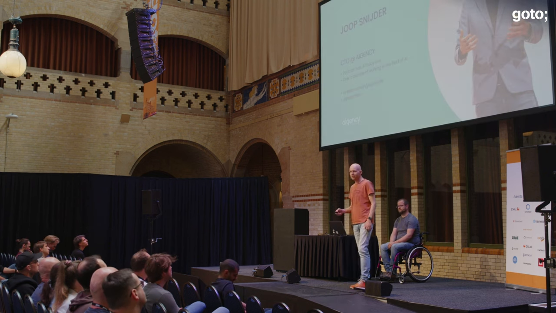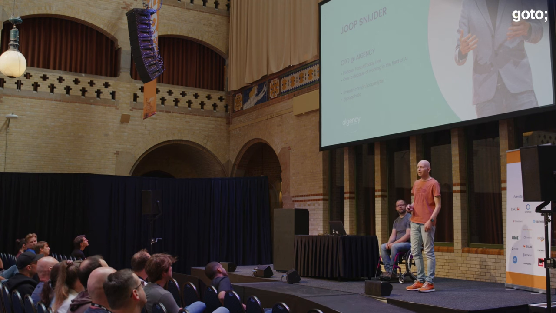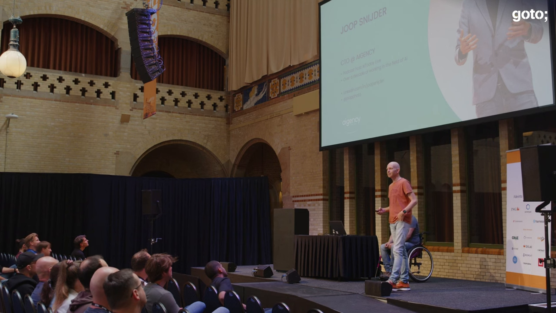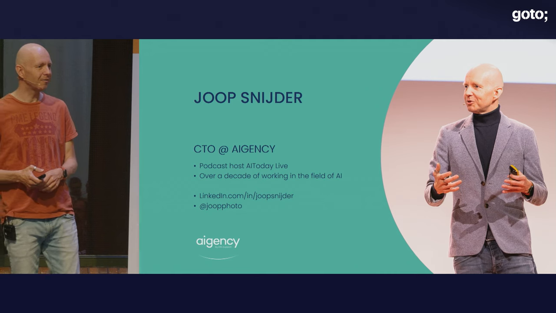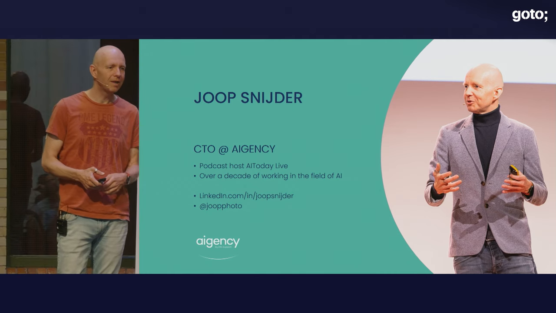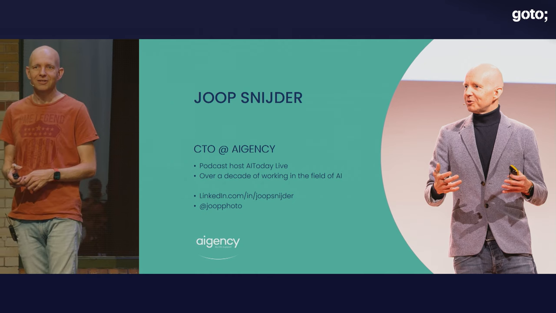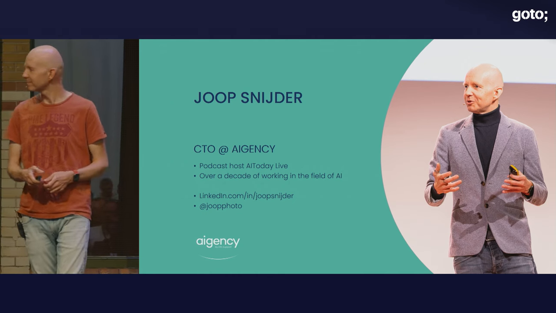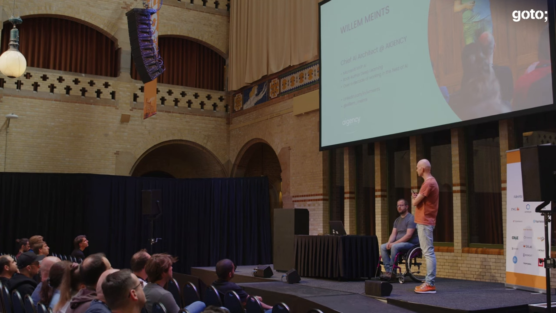First, let me introduce us. My name is Joop Snijder. I'm CTO at Aigency. It's a consultancy agency specialized in artificial intelligence. I've been working for over a decade now in the field of artificial intelligence, and I'm especially interested in the explainable part of it. Willem? Yeah, so I'm the chief AI architect for Aigency.